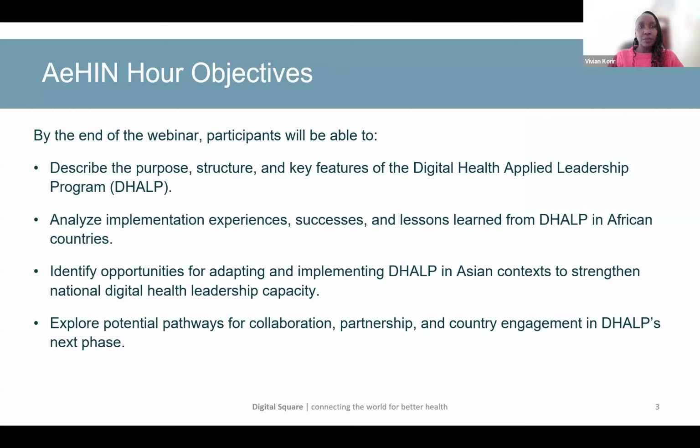Really describe the purpose, structure, and key features of the Digital Health Applied Leadership Program. Also analyze implementation experiences, successes, and lessons learned from implementation in Africa. Then thereafter, identify opportunities for adapting and implementing DHLP in Asia. And also, what are the potential pathways for collaboration, partnership, and country engagement?